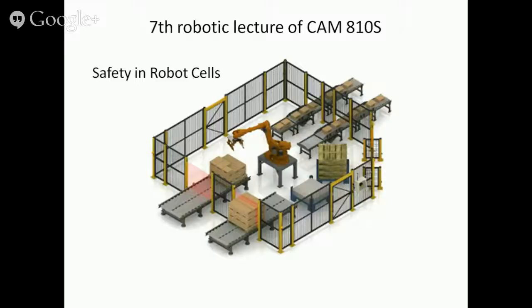This is the 7th robotic lecture of CAM 810S. The topic is safety in robot cells. Before analyzing the specific aspects of safety around robots, we're going to look into some general aspects of safety. Because safety is extremely important, it is often written in capital letters.